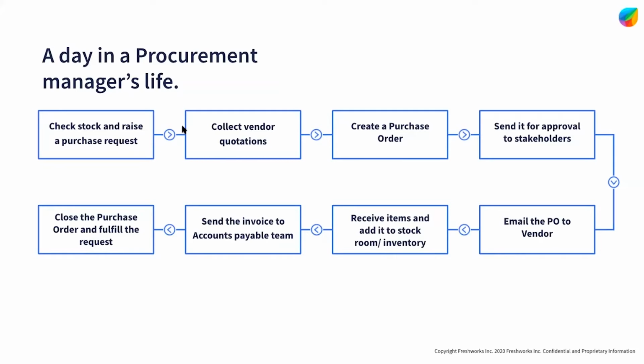He also checks the vendor.xls file, another spreadsheet that the team maintains to collect quotations from the different vendors that Acme Inc. works with. Once he has the vendor quotations and the stock information, he raises a purchase order using the standard company template and sends it for approval within the stakeholders in the company. And then there is an endless wait for the approval email from the stakeholders. Finally, once the approval is received, he is good to email the purchase order to the vendor selected.